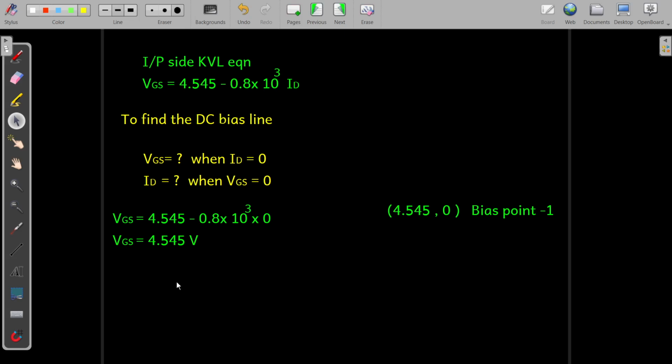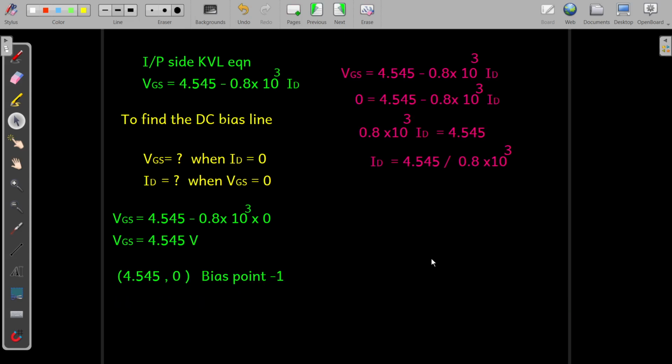For that case, we have to substitute this VGS equal to 0 in this KVL equation and find out this ID value. So when we substitute VGS as 0 and solve this, we get the ID value as 4.545 divided by 0.8 into 10 power 3, ID equal to 5.681 milliamps. So 0, 5.681 is the bias point 2.